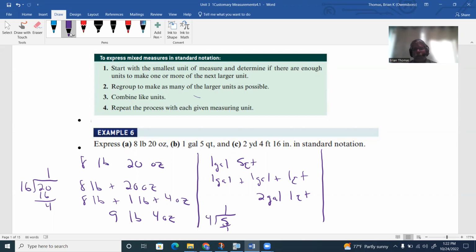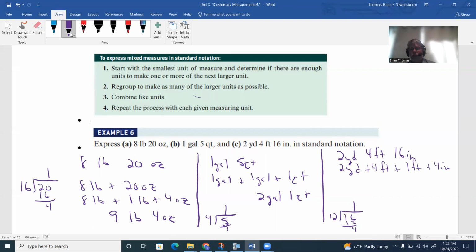So next one is we have 2 yards, 4 feet, and 16 inches. So again, we start with the smallest unit, and we want to see how many feet we can pull out of it. Since there's 12 inches in a foot, what we're trying to do is figure out how many feet we can pull out of that 16 inches. Again, this can be done mentally. You don't have to be using long division if you can see it. So I can pull out 1 foot, and 16 minus 12 would be 4. So this 2 yards and this 4 feet and the 16 inches now turns into 1 foot and 4 inches.